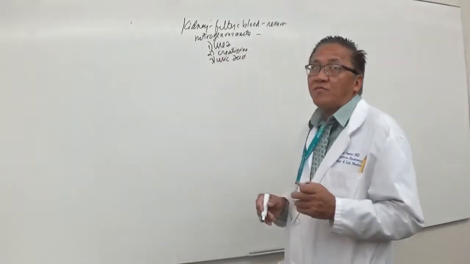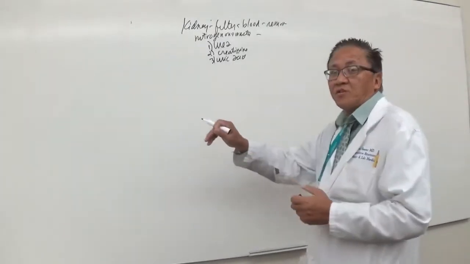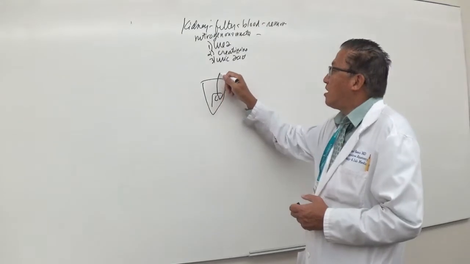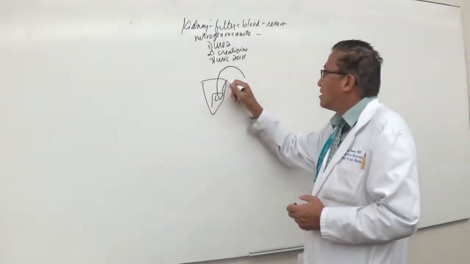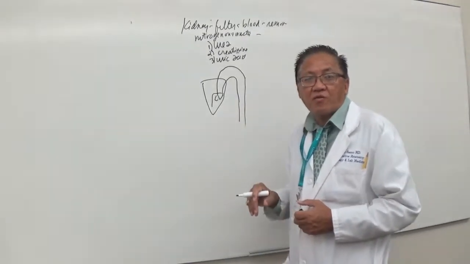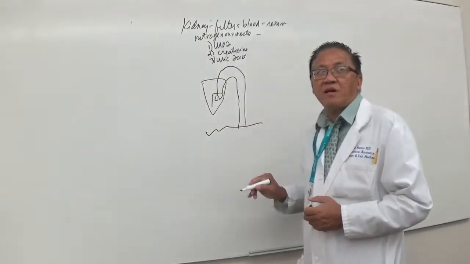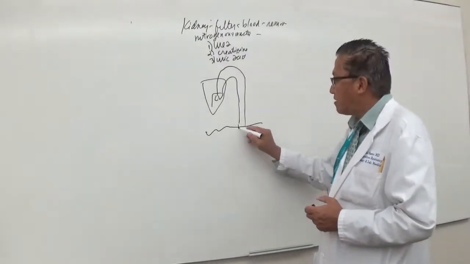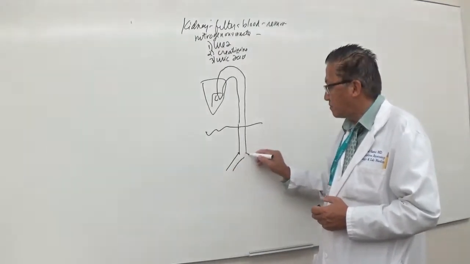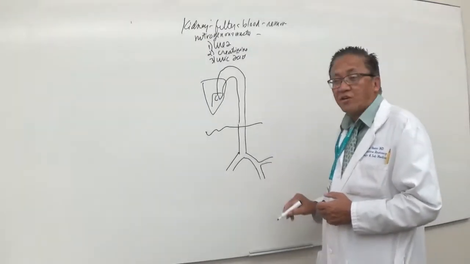So, let's review the anatomy of the kidney. Whatever you do, you always go back to anatomy, right? If this were the heart, the left ventricle, you have the ascending aorta because it goes up, then the arch, and then descending. This descending becomes thoracic aorta because it is found in the thoracic cavity. It penetrates the diaphragm, and then it enters the abdominal cavity. Now you have the abdominal aorta. The abdominal aorta divides into two, right and left common iliac. And the common iliac divides into external iliac and then what? Internal iliac.